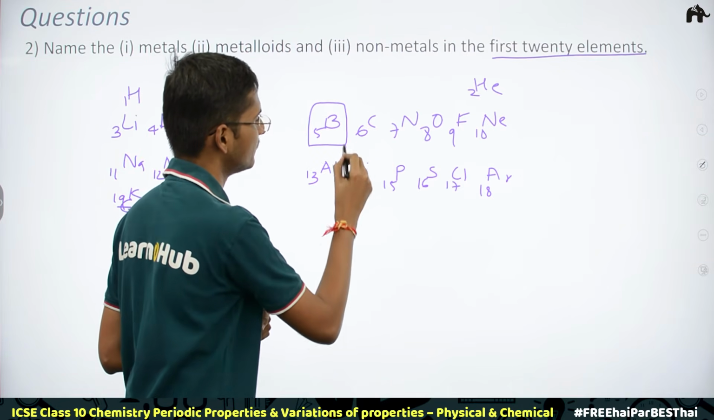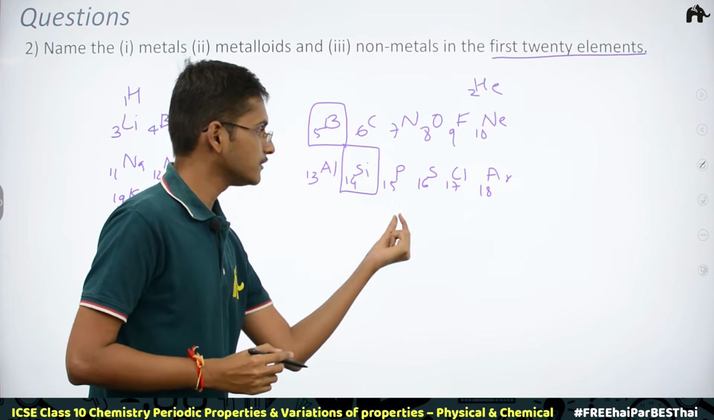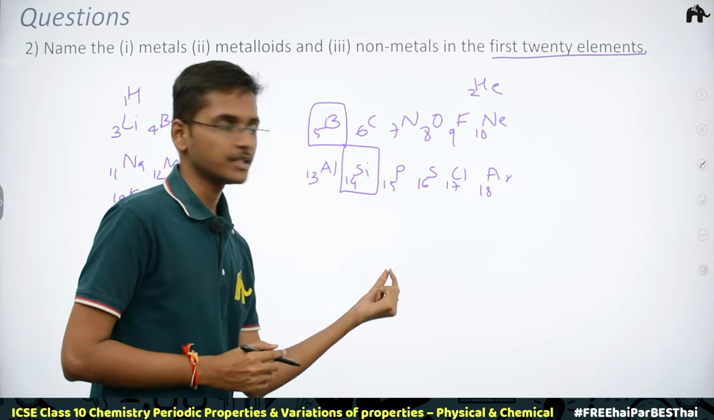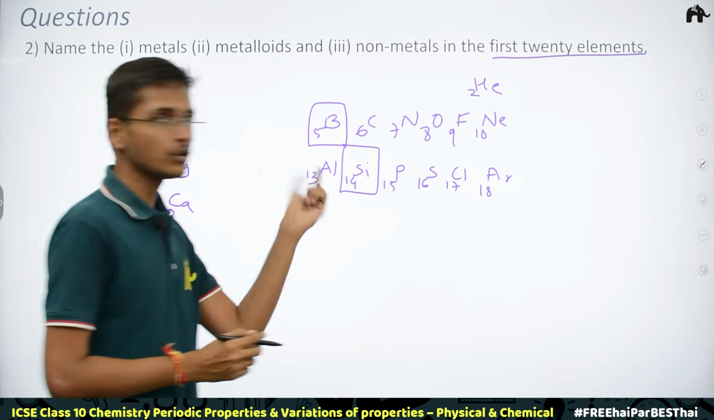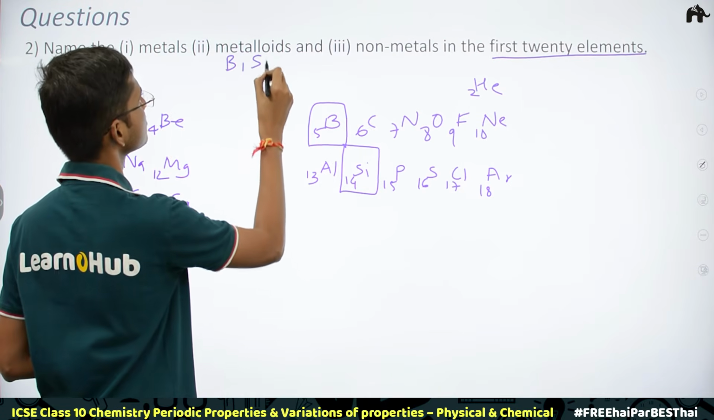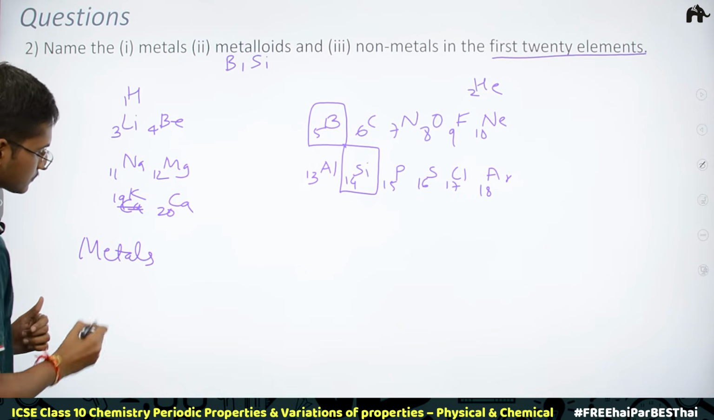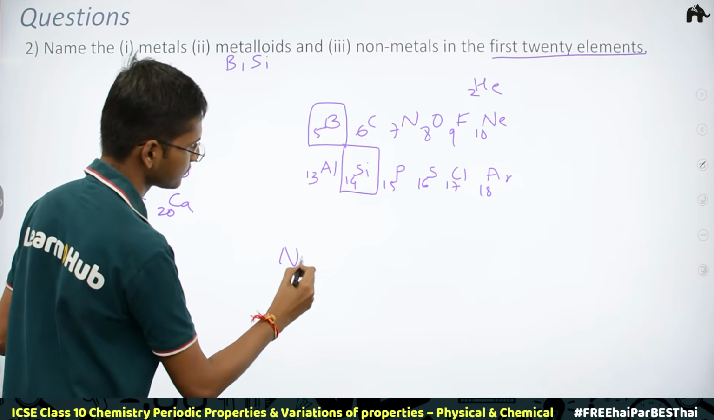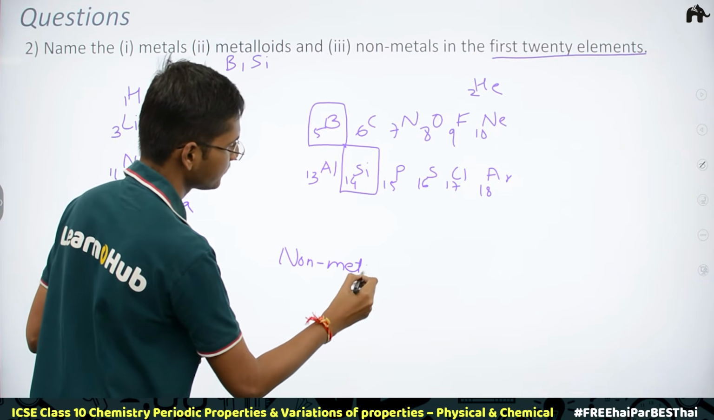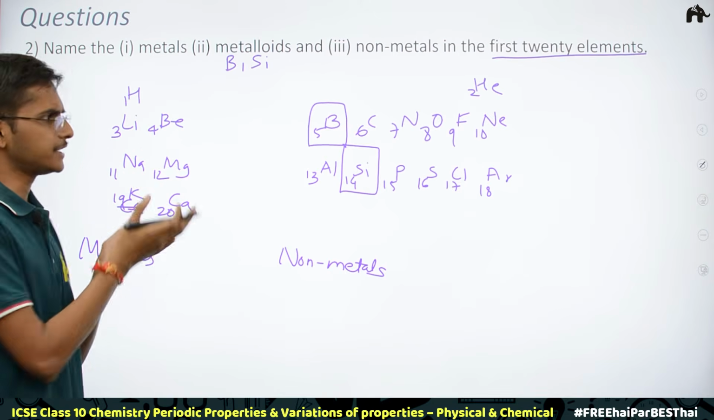These are the metalloids, right? This was the border, boron, silicon, okay. Then we would move to arsenic, antimony, right? In this way. So boron and silicon, we got our metalloids, okay. So metalloids are boron and silicon, okay. We will write the metals here and the non-metals here, okay. Now we will go entirely through the 20 elements and we will find it, okay.